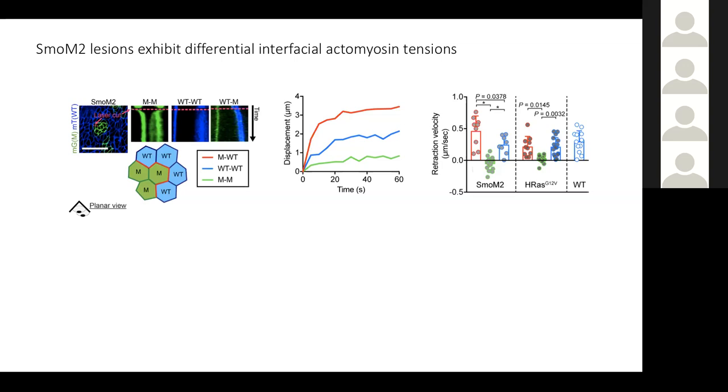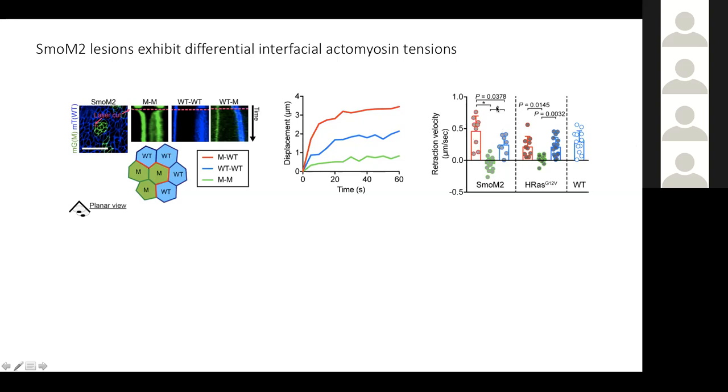We think this is because as these cells are compacting together, their lateral tensions are being diminished. This is compared to two wild type cells that are distal to a clone, where they actually do have a retraction velocity that is quite substantial.